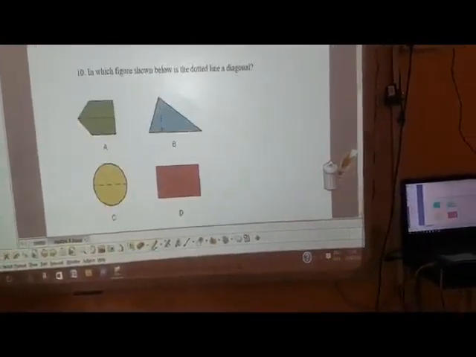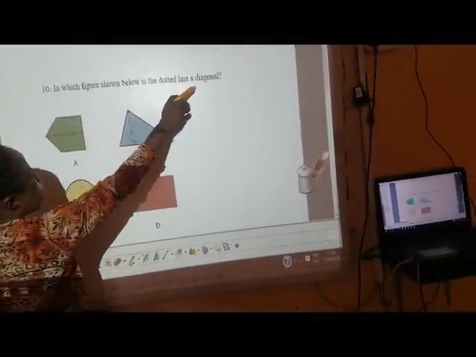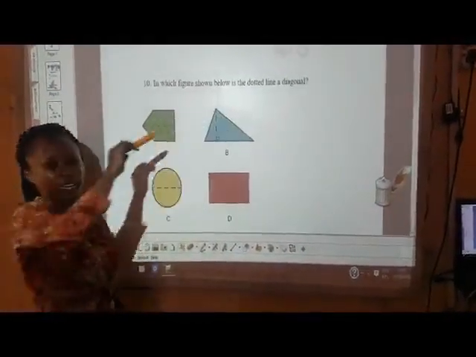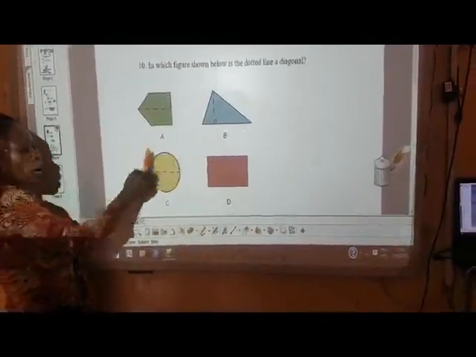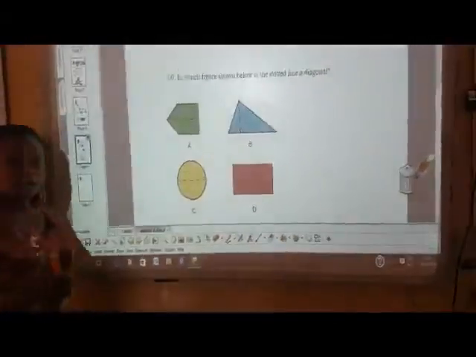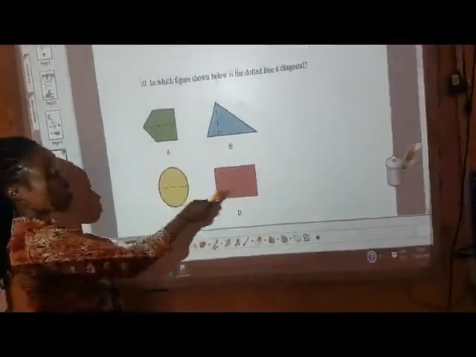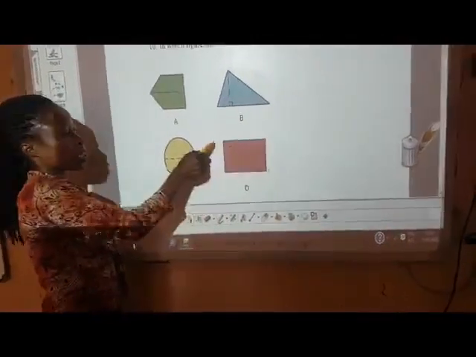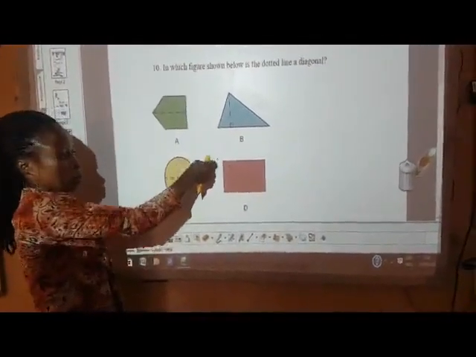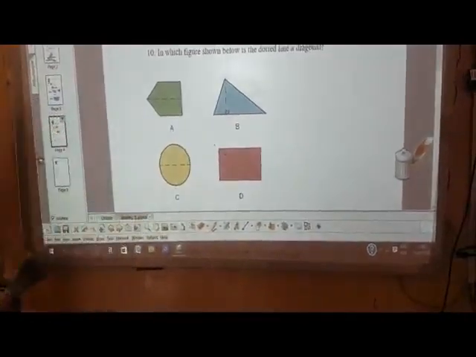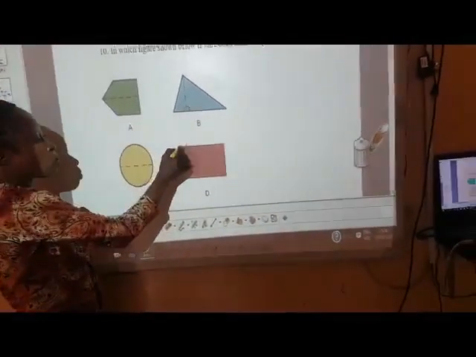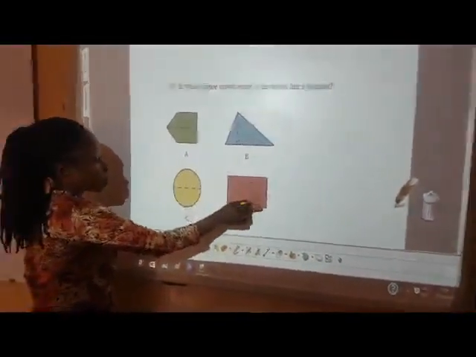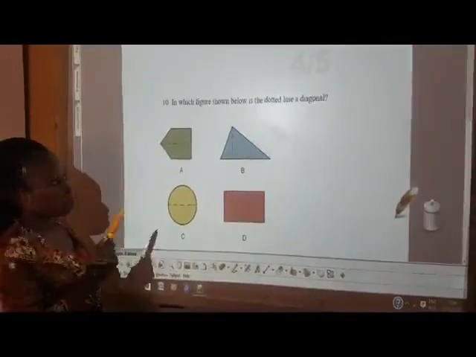In which figure below is the dotted line a diagonal? Here we have different shapes and different lines in them. A diagonal is a line that moves from one vertex of a shape to another vertex. A vertex is a place that is like a point. It is a point of an object, where different angles meet. This is an angle, and this place too is an angle. So a line that moves from one angle to another in its shape is the diagonal.